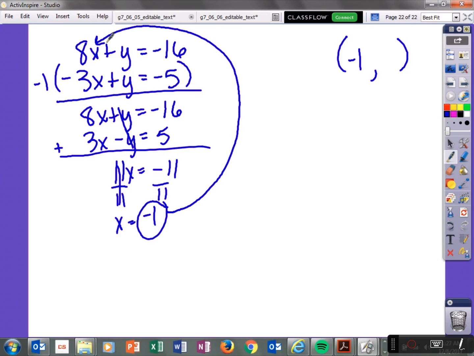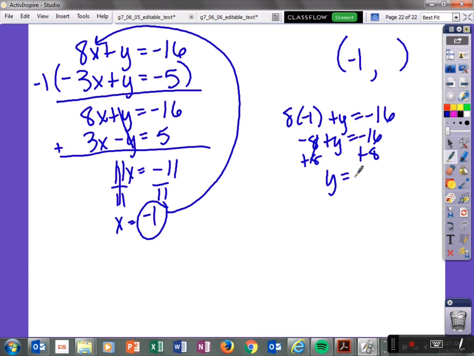This is kind of easy. So 8 times negative 1 plus y equals negative 16. 8 times negative 1 is negative 8. How do you get rid of a minus 8? Add 8. Equals 8. So y equals negative 8. This is kind of easy. All right? It's pretty simple. So sometimes if it doesn't cancel in the beginning, you have to make it cancel.